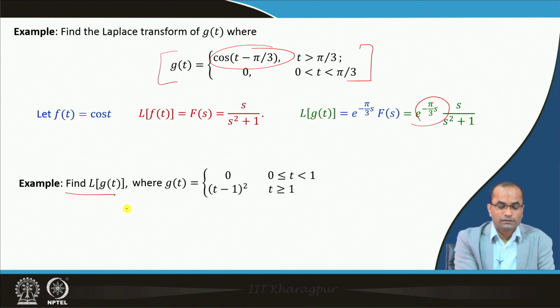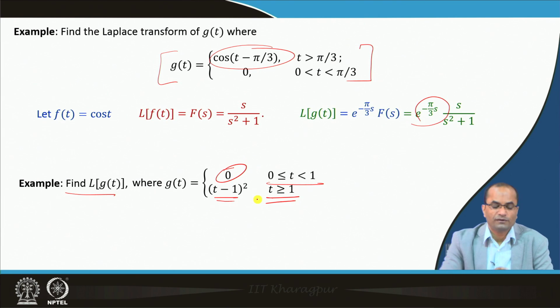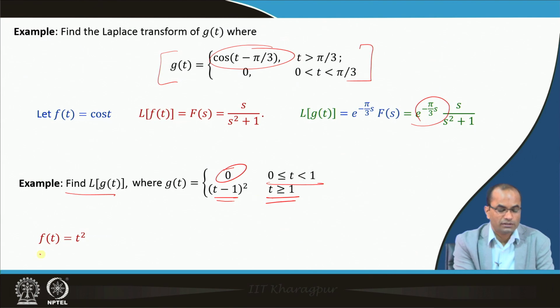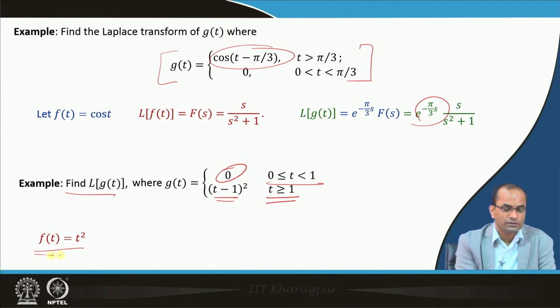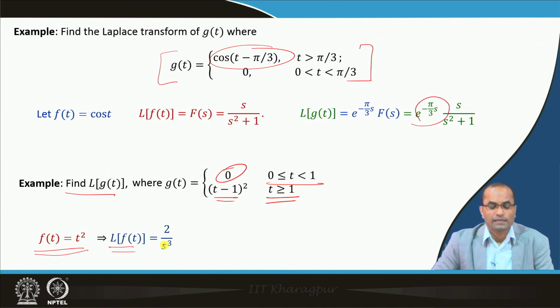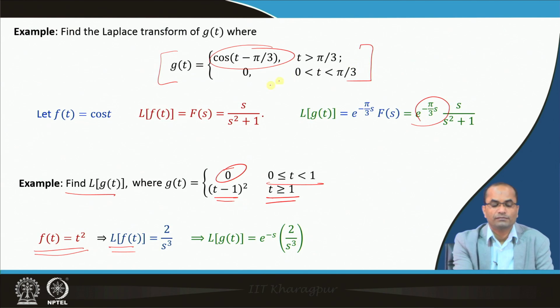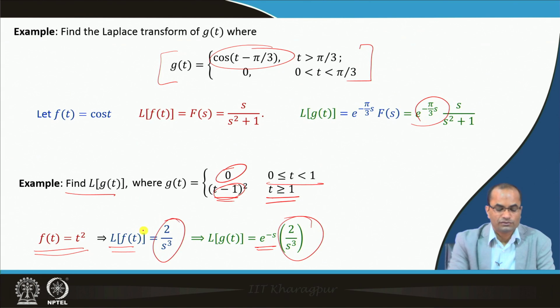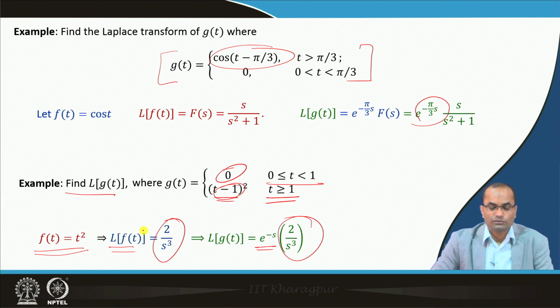If you want to find the Laplace transform of this function, which is again a shift here: from 0 to 1 the value is 0, and for t greater than 1 the value is (t-1) square. So, the function is t square and there is a shift by 1. So, again we can use the second shifting theorem. So, f(t) is t square, and the Laplace transform of t square is 2 over s cube. So, the Laplace transform of this g(t) will be e^(-s), which is coming because of that shift theorem, because here there is a shift by 1, and then the Laplace transform of this f(t), which is 2 over s cube.